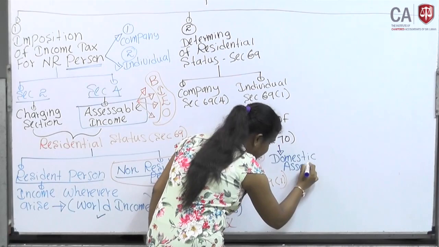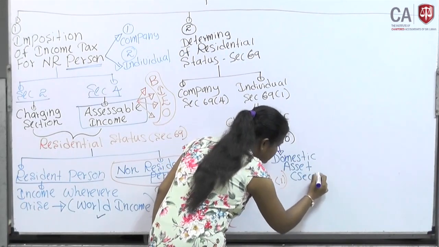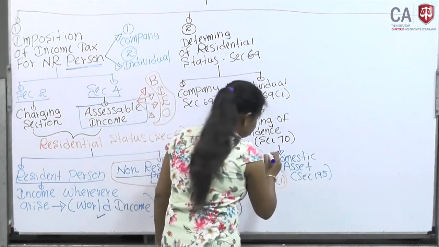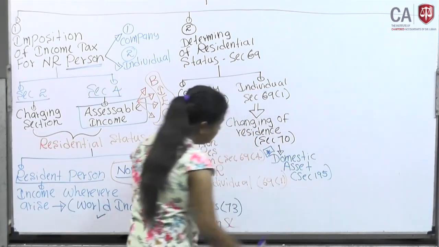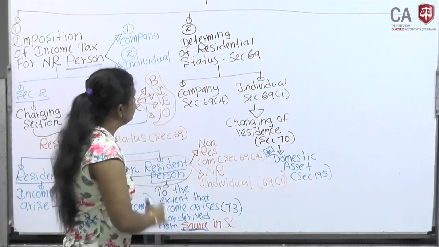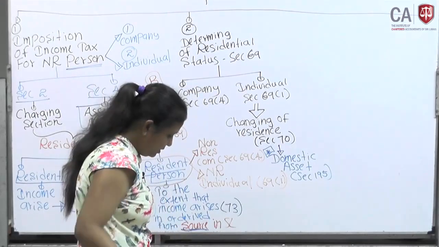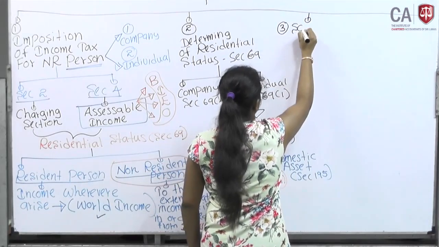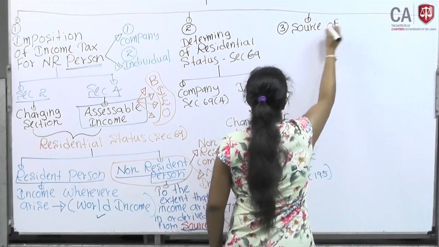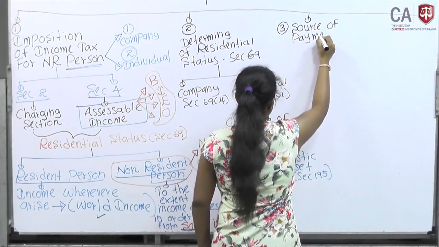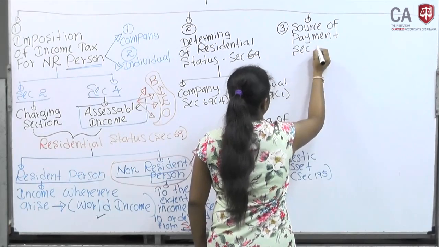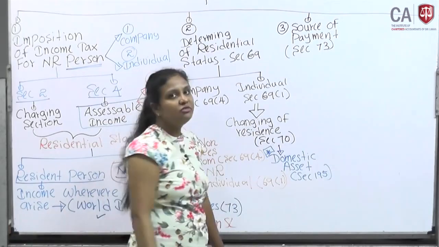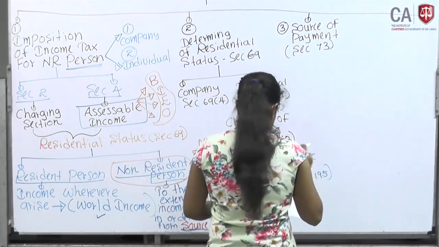Domestic asset, which is defined in section 195, is really important. Then there is the exclusion for the domestic asset, which we will discuss under section 70. Clear? Then the third one, very important, is source of payment with reference to a non-resident person, which is dealt with under section 73 of the Act. I will discuss A to Z of this source of payment. Okay, it is for you all.